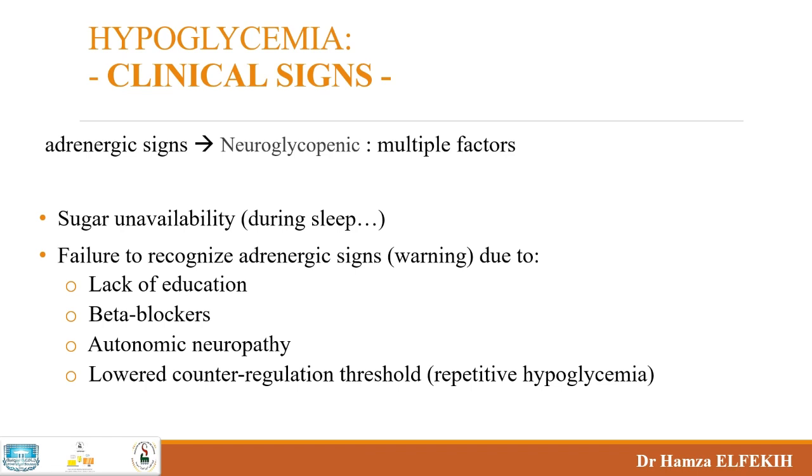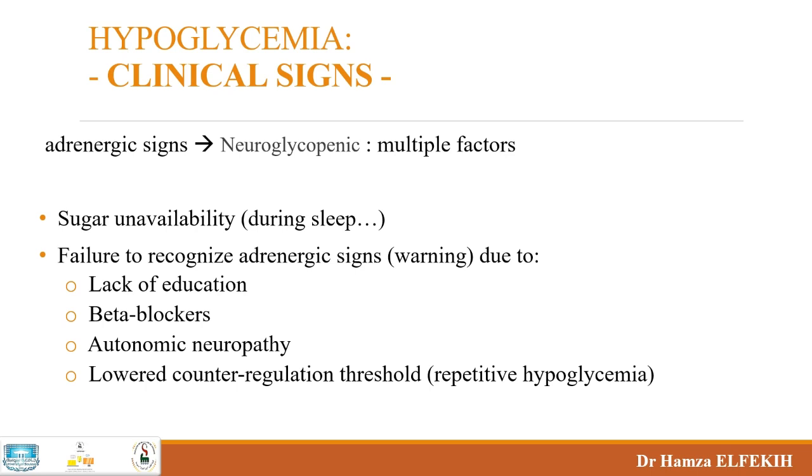So there are multiple factors. When the patient has adrenergic signs, then he develops neuroglycopenic signs. Sometimes it is related to sugar unavailability in case of sleep, handicap, or failure to recognize adrenergic signs. So the patient needs to be aware of the symptoms. For example, he has tremors, but he doesn't know that tremors are a sign of hypoglycemia. So there is a lack of education of the patient. With beta blockers and in case of autonomic neuropathy, the patient cannot recognize the signs because they are masked.